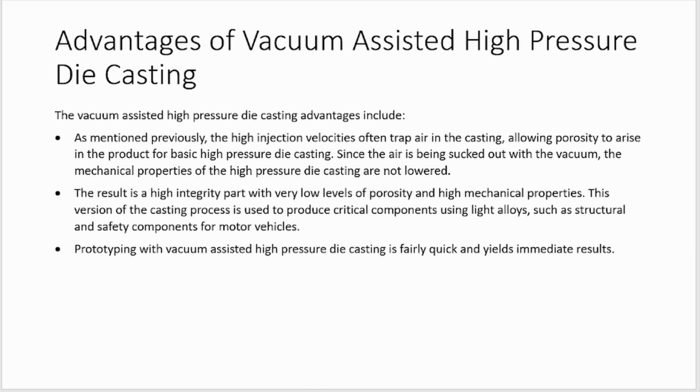Advantages of vacuum-assisted high-pressure die casting. The vacuum-assisted high-pressure die casting advantages include, as mentioned previously, that the high injection velocities often trap air in the casting, allowing porosity to arise in the product for basic high-pressure die casting. While the air is being sucked out with the vacuum, the mechanical properties of the high-pressure die casting are not lowered. The result is a high-integrity part with very low levels of porosity and high mechanical properties.